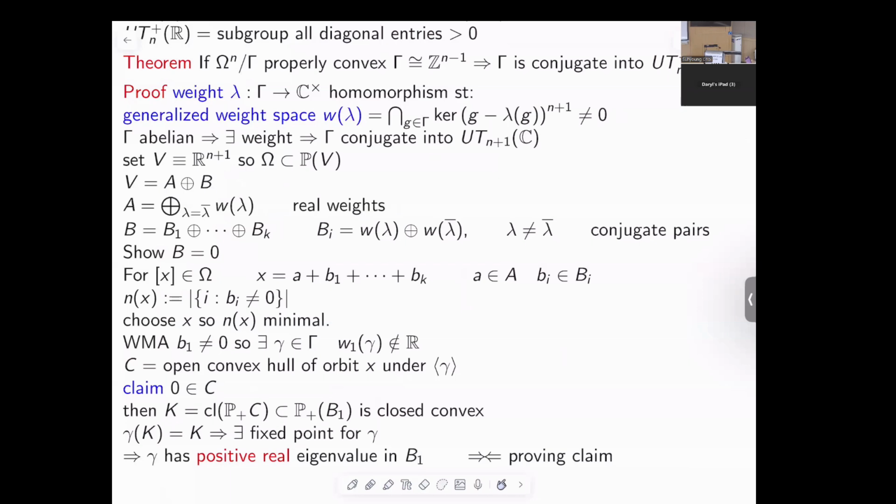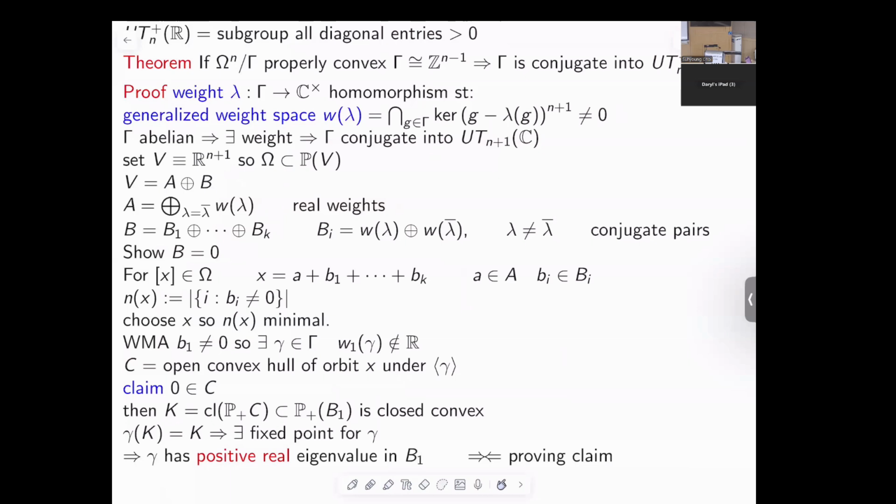And I want to show that there aren't any of these, and actually V decomposes as a direct sum of real weight spaces. I want to show that this vector space B is zero. And so this is where the kind of geometry comes in. So how do we do that?